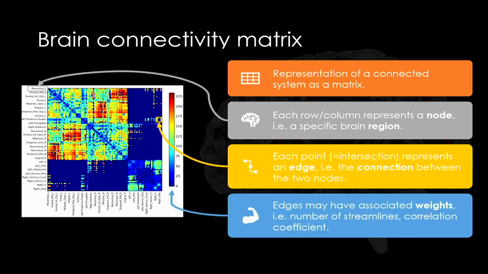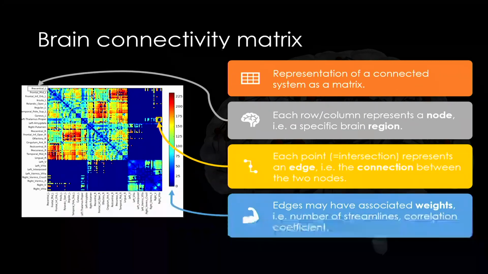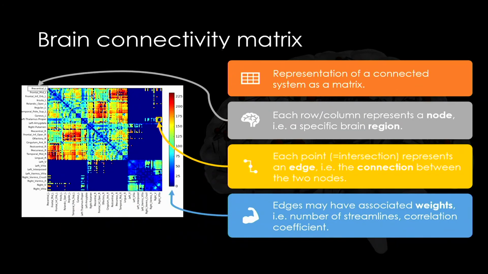The important thing is that we can add a weight to each connection. So we can say not only that two different brain regions are connected to each other, but that they are more connected. The connection is stronger than another kind of connection.